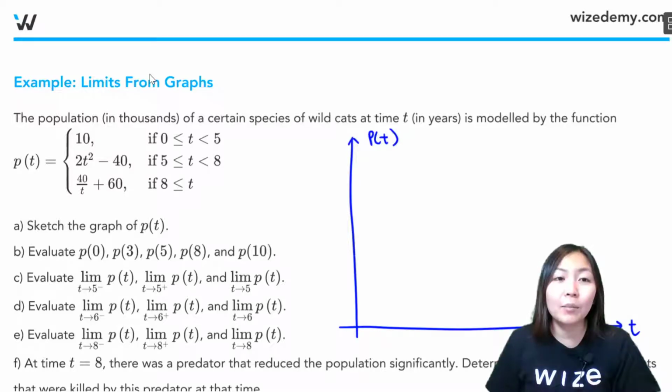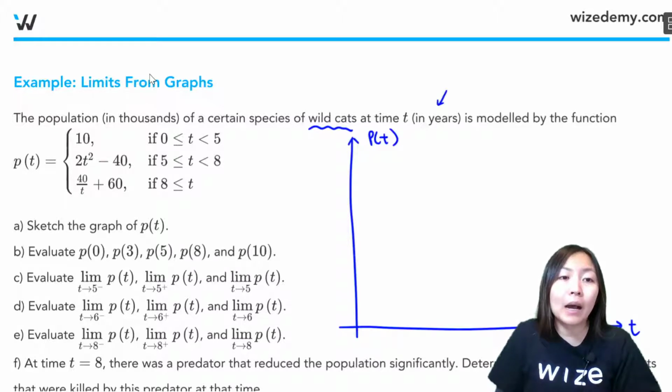Let's take a look at this example here. We have a population in thousands of a certain species of wildcats at time t in years, and that is modeled by this function right here. This is a piecewise function because there's three separate pieces.